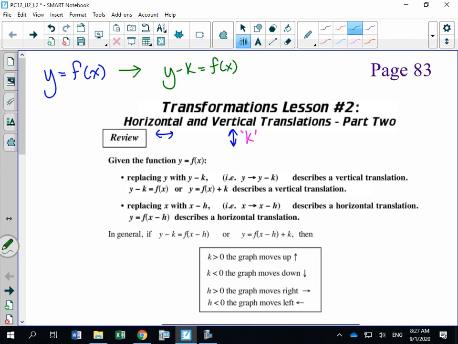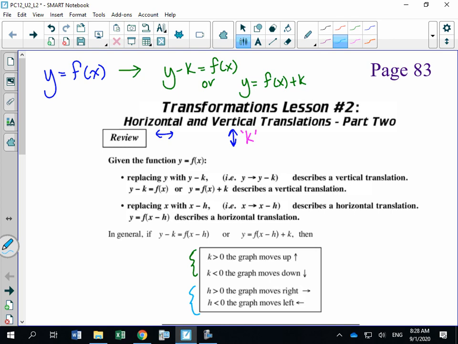Now, I always tell students, when you get really good at this, you always want to visualize k on the left-hand side because that's how they'll often write the equations. However, just realize that that is the same thing as if I add k to both sides, y is equal to f of x plus k. Okay, so that's how we do a vertical translation. If k is greater than 0, your graph moves up, and if k is less than 0, your graph moves down.